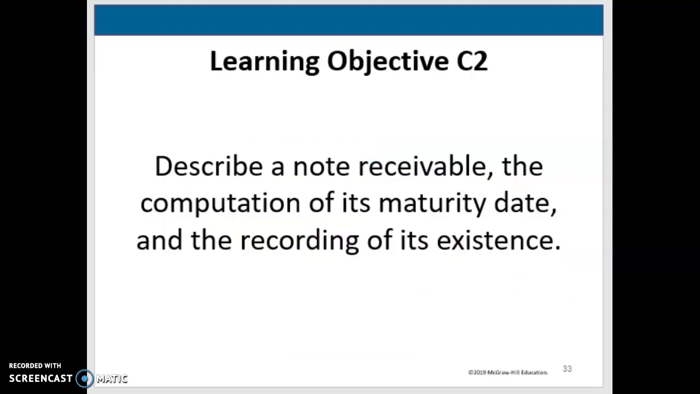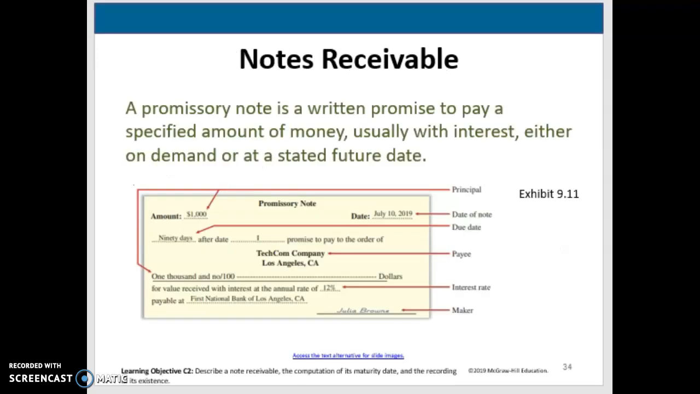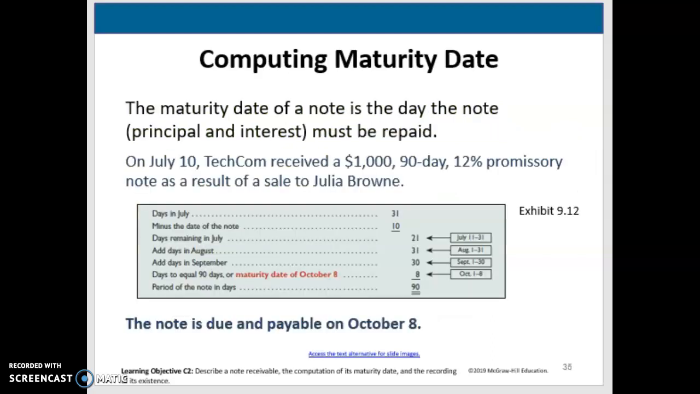All right. Looking at the next section, we're looking at notes receivable. We're going to be computing the maturity date and recording the note. So remember, a note receivable is just a promissory note that they're going to pay a certain amount with interest, and it's going to be due on a specific date in the future. Now to calculate the maturity date. Remember, if it's a 60-day note, we can't just say that it's July 1st to September 1st, because July and August both have 31 days.